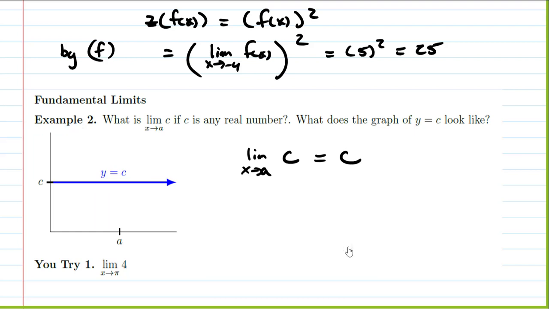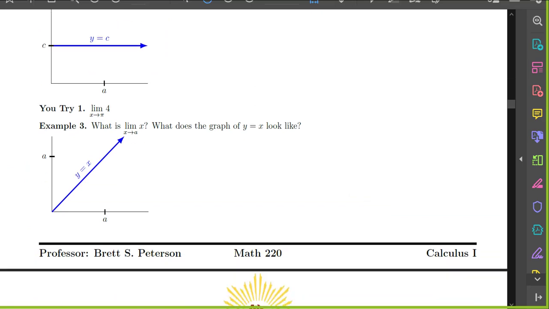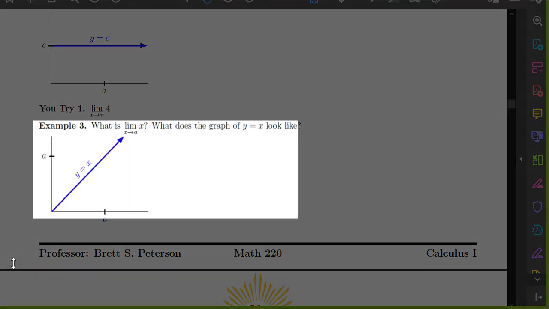All right, so the limit as x approaches pi of 4, well, our constant value is 4, so what does our limit have to be? 4, right? So the limit as x approaches pi of 4 is going to be 4. In fact, the limit as x approaches any number of 4 is going to be 4, right? Because 4 doesn't ever change. So the limit of a constant is always the constant.